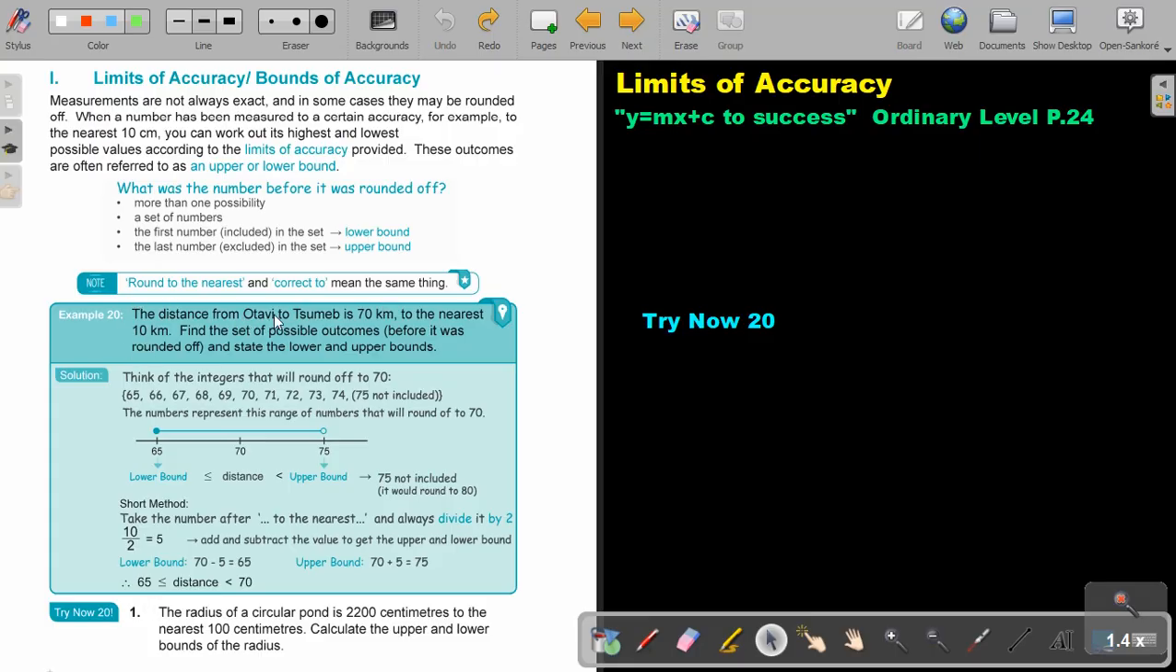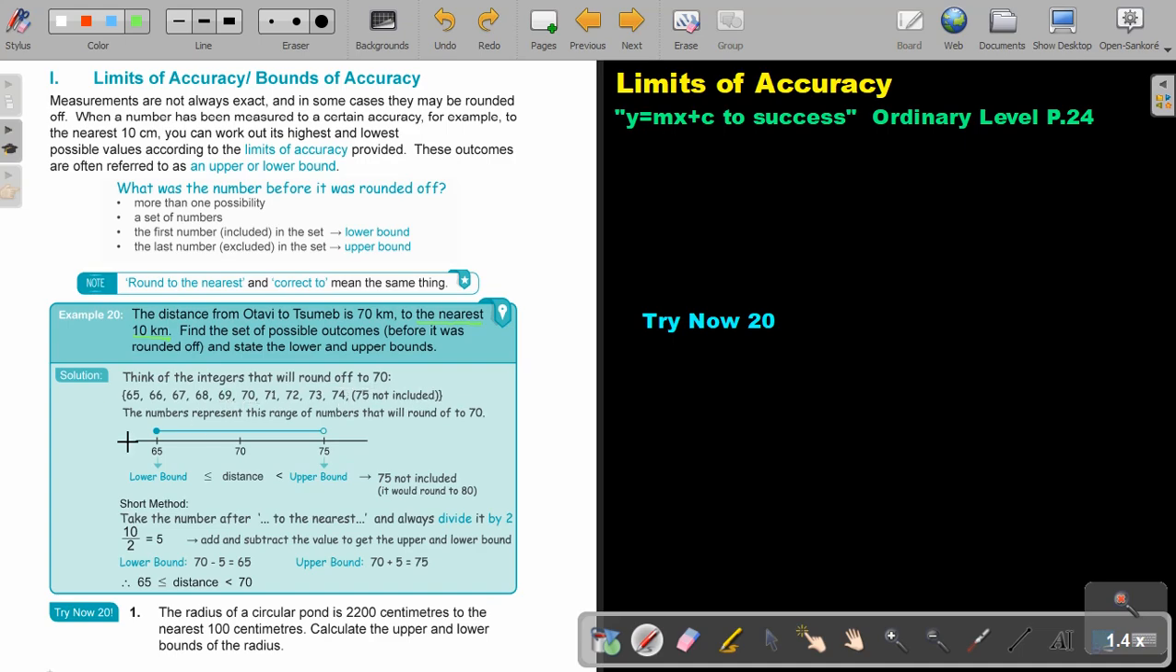The distance from Otavi to Shumat is 70 kilometers to the nearest 10 kilometers. Find the set of possible outcomes before it was rounded off and state the lower and the upper bounds. So, remember, it's 70 and, very important, it's to the nearest 10 kilometers. That will help you. So think of the integers that will round to 70. It can be 65, 66, 67, and so on until 74. 75 will not be included.